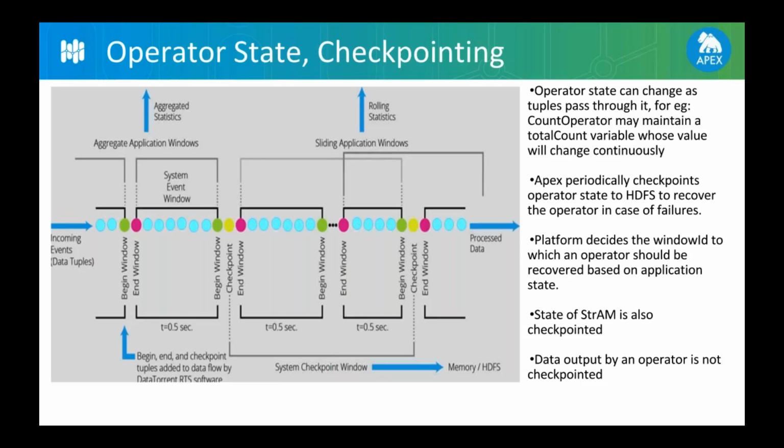Also, the state of the STRAM is also checkpointed, since STRAM is also a process which is running on one of the containers, so it can also fail, right? So its state is also checkpointed so that the application can recover from that state itself when it comes back alive. Also, another point to note is that no data is checkpointed. So basically, the data output is never checkpointed.